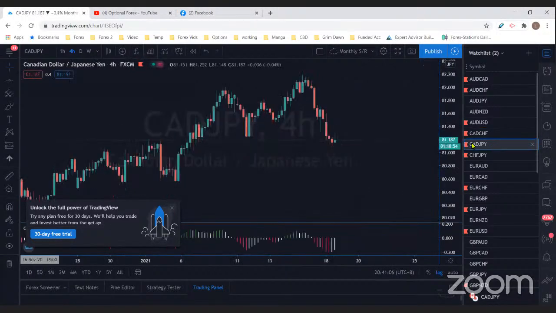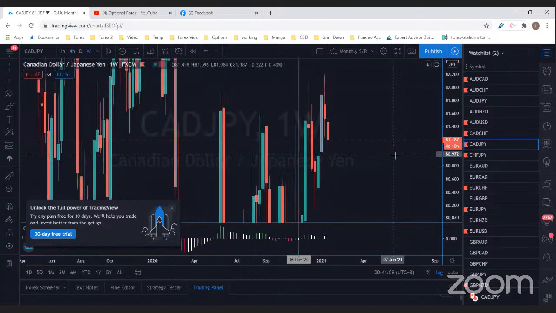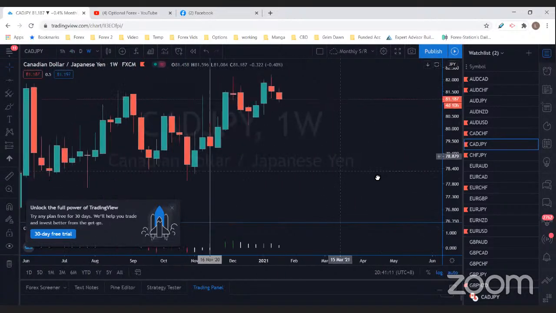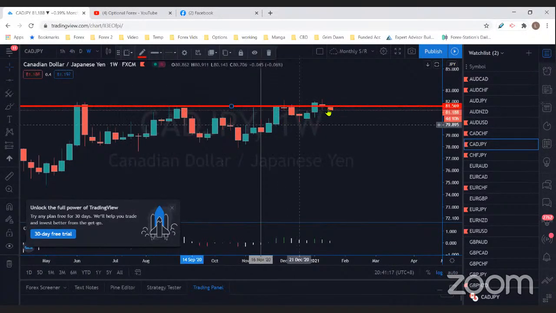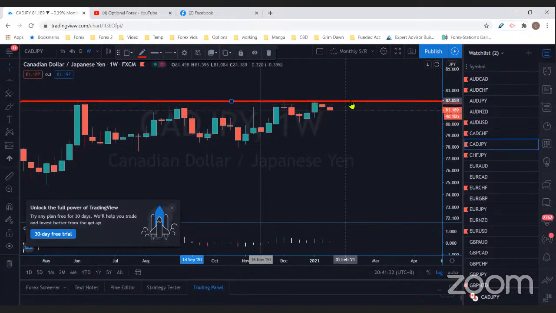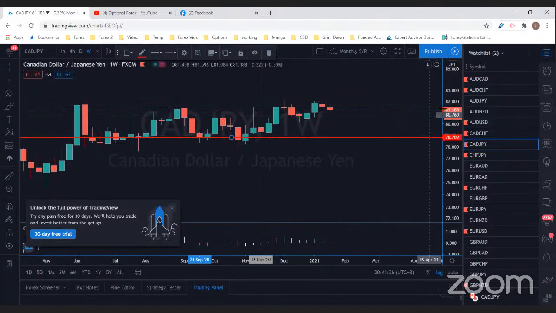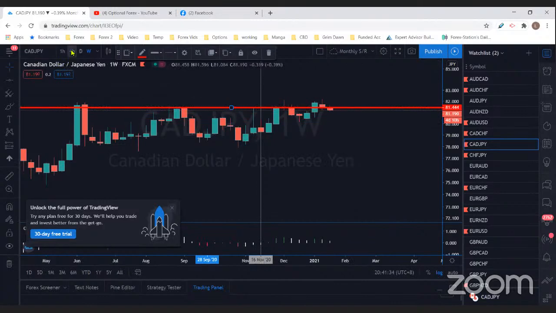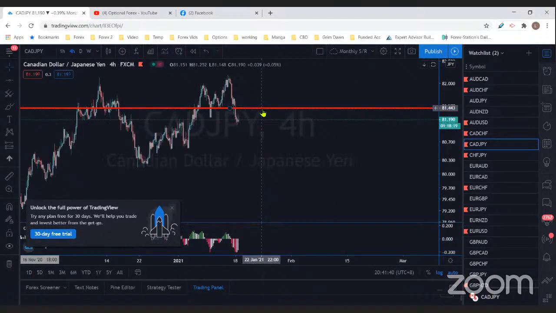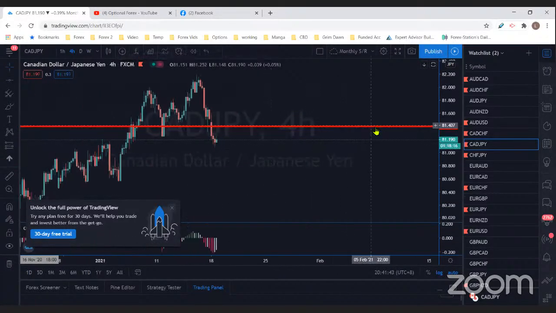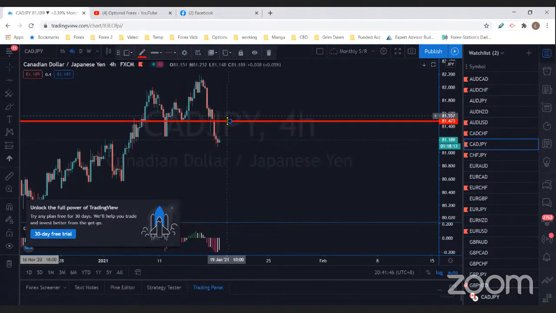CAD yen, what we have over here, weekly chart. Very nice horizontal level. You can see that price rejects here several times in the past. I need to adjust so you can see that this level, 82, very nice whole number. Then we need to go all the way down to H4 and see what's happening. There we have it. So this is the first horizontal level that I would love to trade when price breaks it.